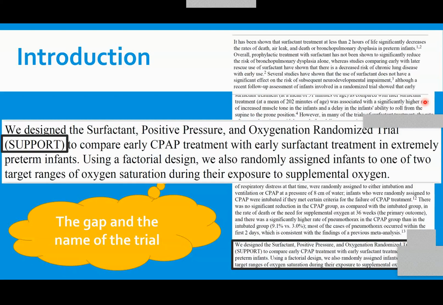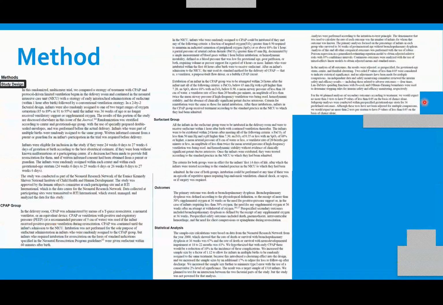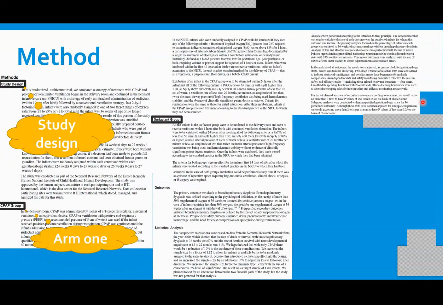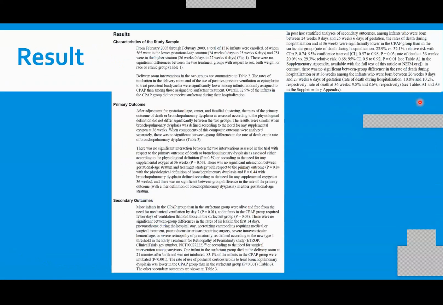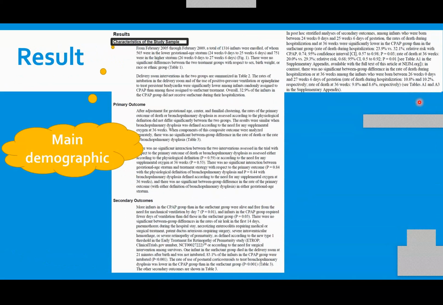Okay, and now we will move to the methodology. So you can see in the methodology there is the study design, and you can see there are arms. So you have two arms, arm 1 and arm 2, because this is an interventional study. And you can see that there is an outcome. You can see there is a primary outcome, a secondary outcome, and data analysis. Okay? So you can see that in the result, there are the demographics and the characteristics of the sample. You can see there is a primary outcome. You can see that there are secondary outcomes.